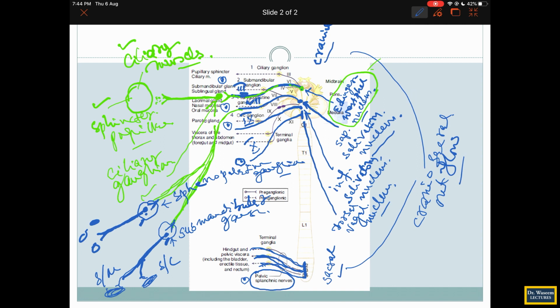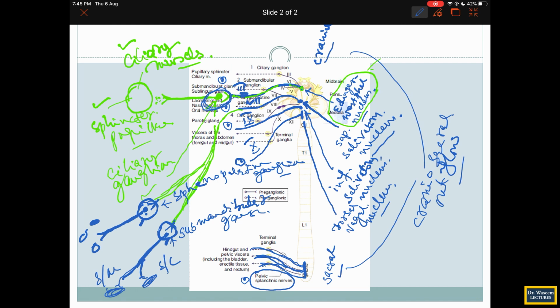So, these two ganglia which I am showing you, sphenopalatine and submandibular, as well as the upper one which we have already discussed, that is called the ciliary ganglion. They are three parasympathetic ganglia you have seen by now.